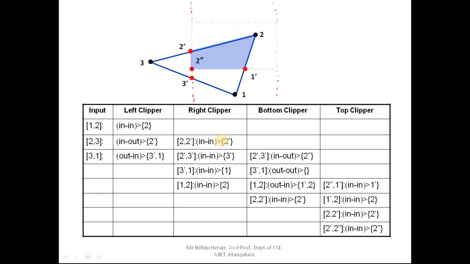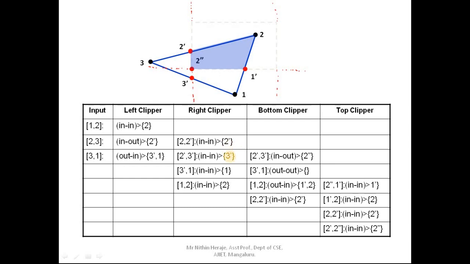This is like a cyclic. Okay, so you'll have to complete these vertices. So that is 2 dash, 3 dash, 3 dash to 1, 1 to 2, and from 2 back to 2 dash. Okay, so this is how we have to take it in a cycle. Next, with respect to the bottom clipping, any points below this line will be treated as outside the clipping window. So you can just look at this.